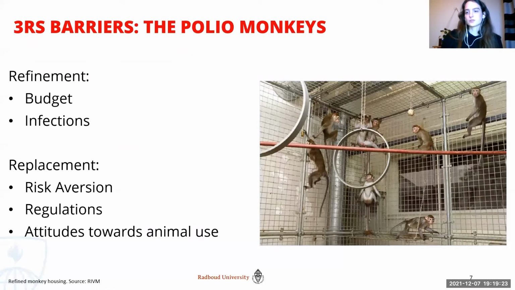And another reason was infections, because in group housing, the monkeys are also more prone to infect one another. They had issues with foamy virus and later with podioma virus. And then they reverted back to individual housing. So those were barriers for the refinement. And then for the replacement, we can see risk aversion. So the idea that, well, we use the monkeys now and it seems to work, so why switch? Because when we switch, there is a risk, even if it's very small.